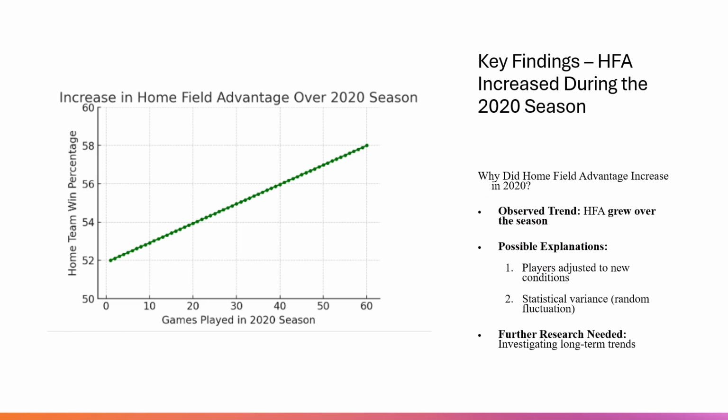Interestingly, we observed that home field advantage actually increased as the 2020 season progressed. There are two possible explanations for this. 1. Player adaptation. Teams may have needed time to adjust to playing without fans, and once they did, home teams performed better. 2. Random statistical variance. The increase in home field advantage might be due to natural fluctuations in game outcomes rather than a real trend. Further research would be needed to determine the true cause of this pattern.